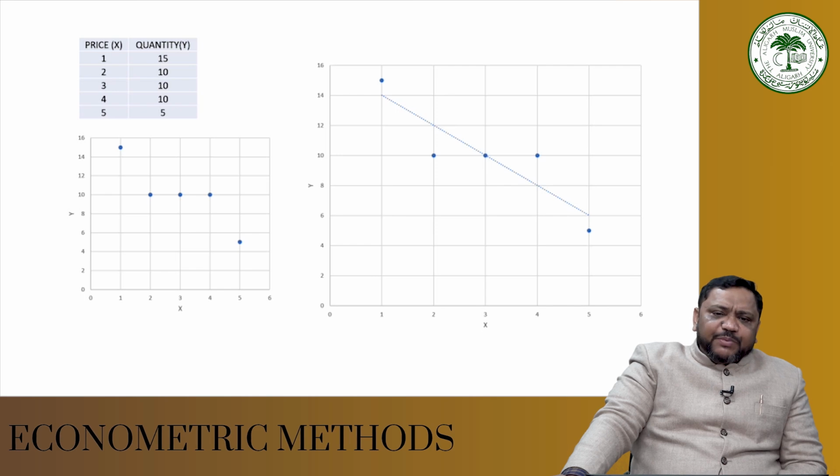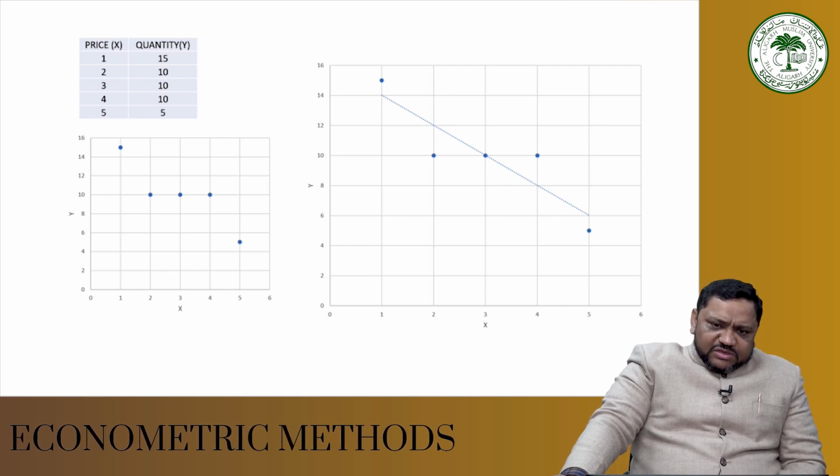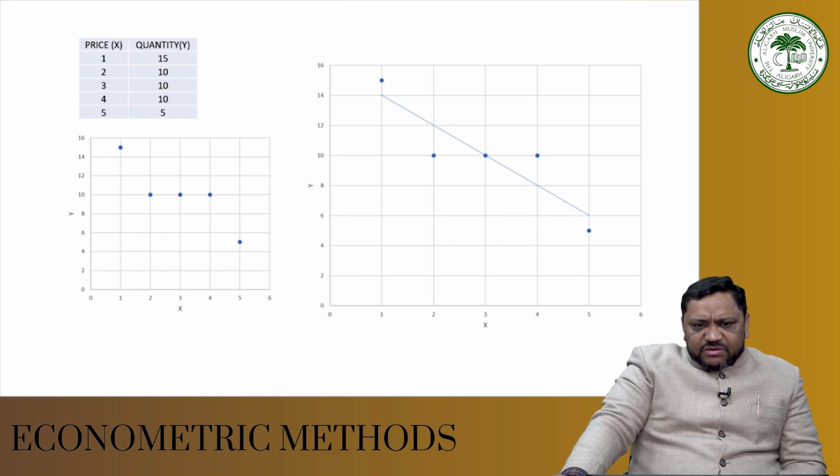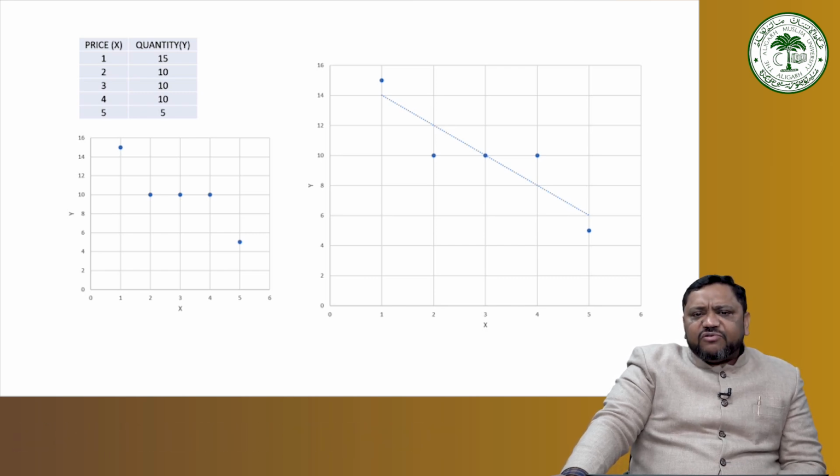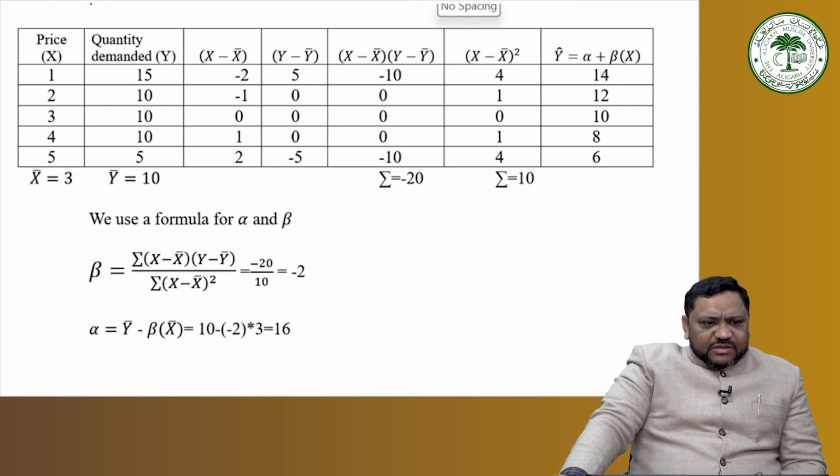Let us take an example. Say, we have the given data for price and quantity demanded. We can plot the data and present it as a scatter diagram. Now, in order to meaningfully interpret the scatter diagram, we draw a trend line. This trend line can be constructed using the econometric method of regression. Let's see the calculation for this demand function.